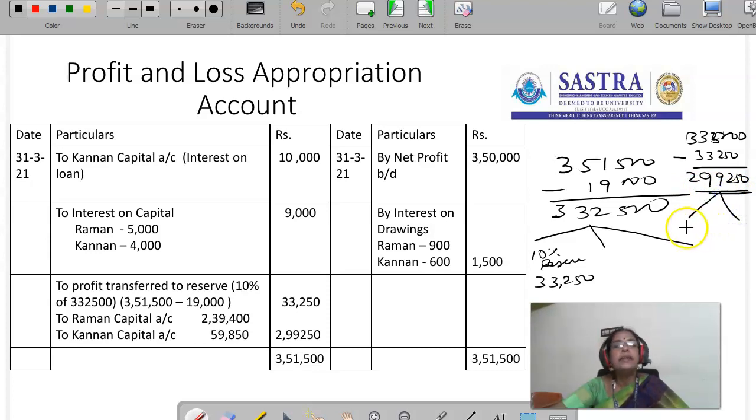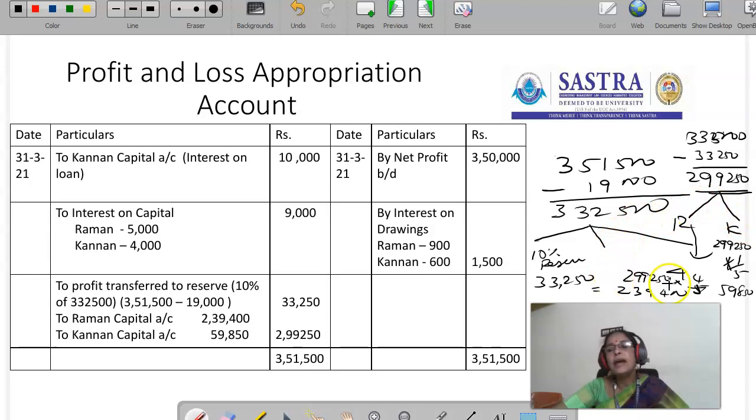Two partners, name is Raman and Kannan. How much is Raman's share? Raman's is 4, Kannan's share is 1. So 2,99,250 into 4 by 5 is 2,39,400. For Kannan, 2,99,250 into 1 by 5, that is nothing but 59,850. In this way, the firm has to distribute the profit among the partners.